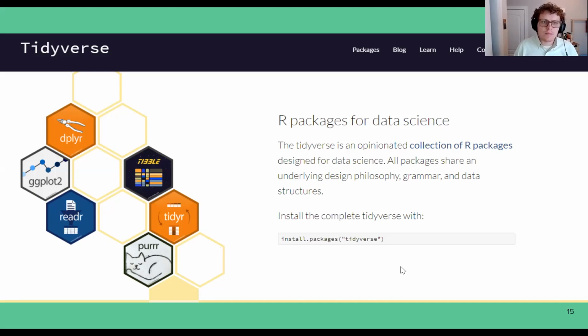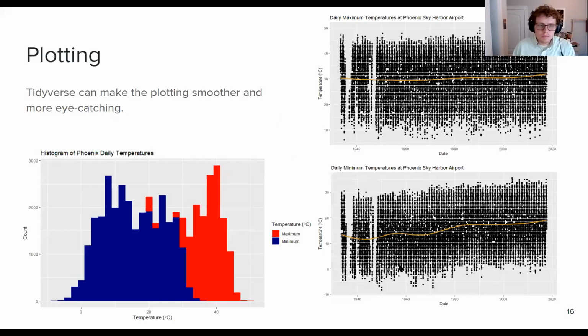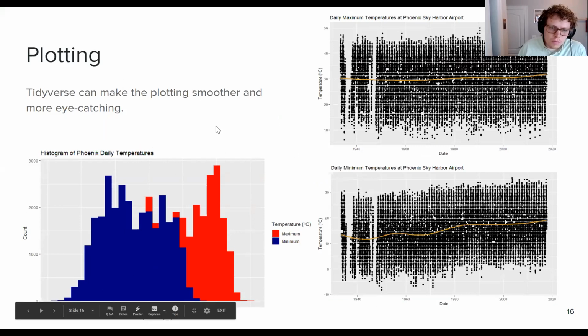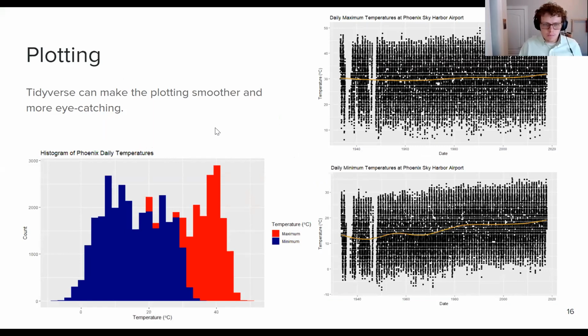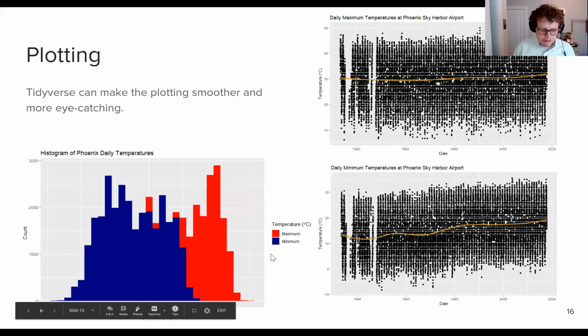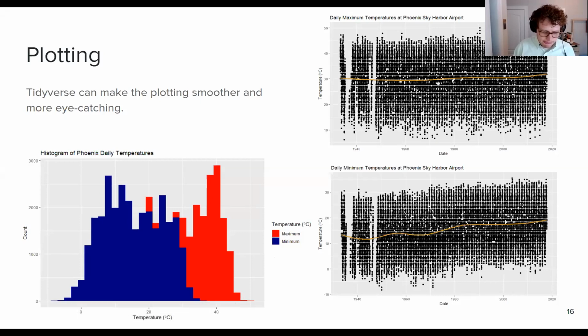So that's what tidyverse is, and it is commonly used across a wide variety of disciplines. Those same images that I showed earlier using rplot can be redone using tidyverse. It can make them a bit smoother and a bit more eye-catching as well. In this example, I have Phoenix daily temperatures, the maximum and minimum temperatures, as histograms plotted on top of each other. So you can plot multiple things on top of each other very easily, and then quickly create legends associated with that.